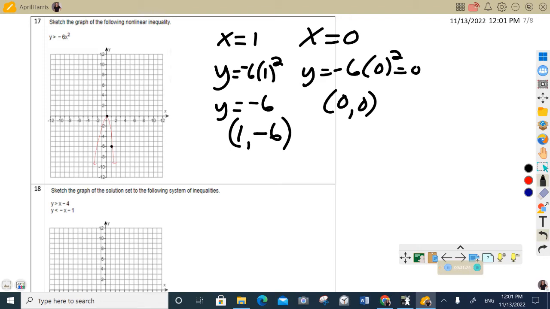Remember, on your graphing calculator, you can go to your y equals screen and type this in, and then go to second graph, and it'll give you a table of values, so if you want different x's or y's.